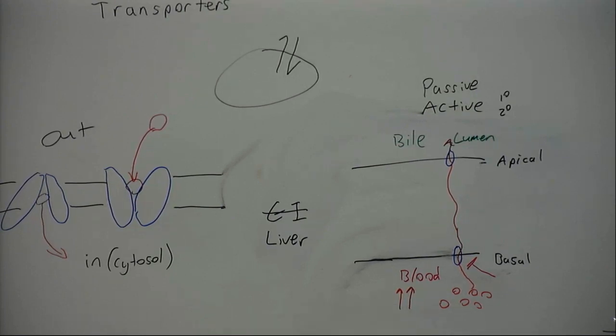Of note, active transporters like PGP are always going to be efflux transporters, and so blocking those will always increase a drug concentration, because in the GI tract it will allow more absorption, whereas in the liver it will prevent excretion.